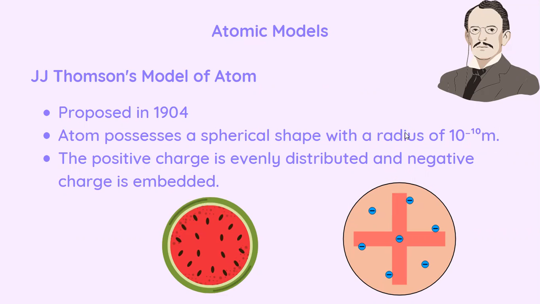And this is present in such a way that they have a maximum electrostatically stable arrangement. So there is not a lot of issues in terms of instability. The advantage of JJ Thomson's model of the atom was that it was able to explain the electrical neutrality of the atom, but there were certain experiments, which we'll be talking about next, that this model of the atom was not able to explain.